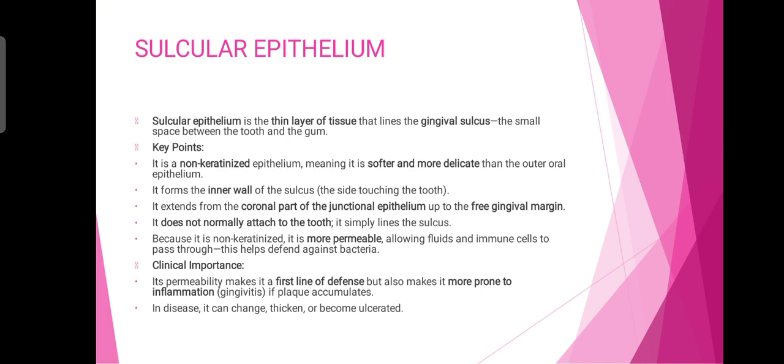Its clinical importance is that due to its permeability, it is the first line of defense, but it is also more prone to inflammation. Inflammation of gingiva is known as gingivitis. In disease, it can change, thicken, or become ulcerated.